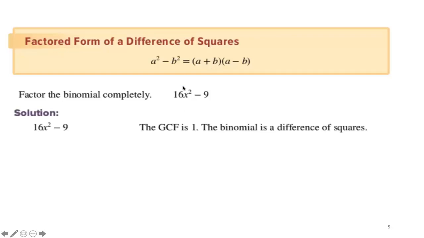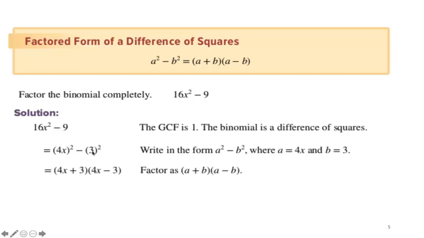Once we realize that, we can now apply our formula. By the way, before we try any factoring technique, we should always look for the greatest common factor. There's no common factor between these two, so the greatest common factor is just 1. But if there was a common factor, then we need to factor that out first before we try any techniques. We saw that in one of the previous lectures. So the GCF is 1, and now we can apply the formula. Again, 4x squared is 16x squared, 3 squared is 9, so a is 4x, b is 3. Applying the formula, a plus b is 4x plus 3, and then 4x minus 3.